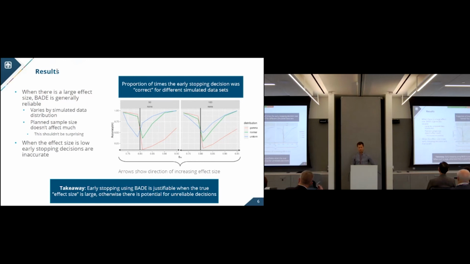The overall takeaway message is that early stopping using this Bayesian adaptive design can definitely be usable in cases where there is a very clear effect size, and it's very obvious what the answer is, and we can stop that test early while still maintaining our desired statistical properties.